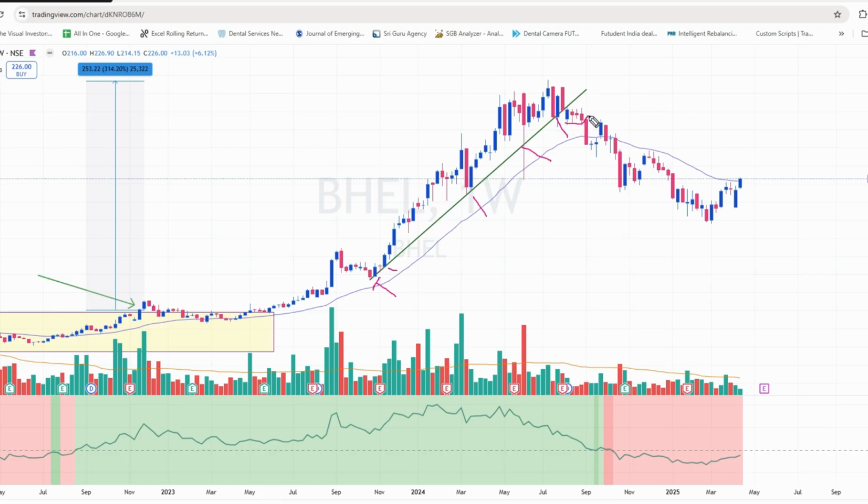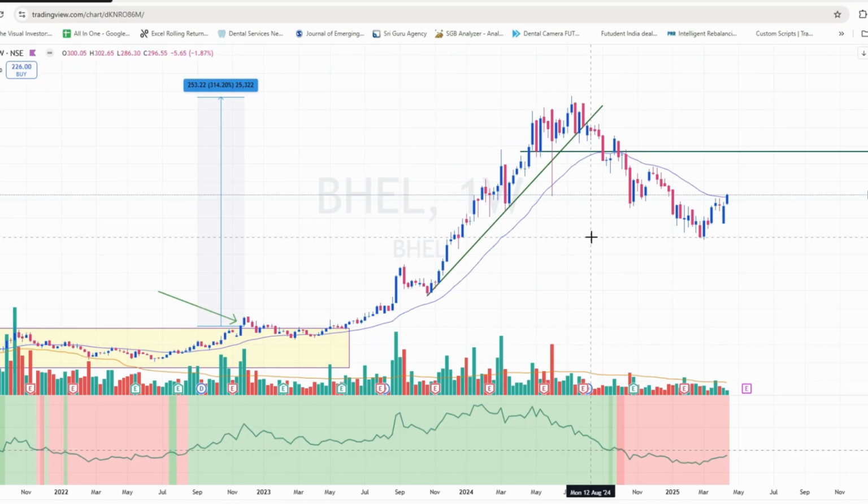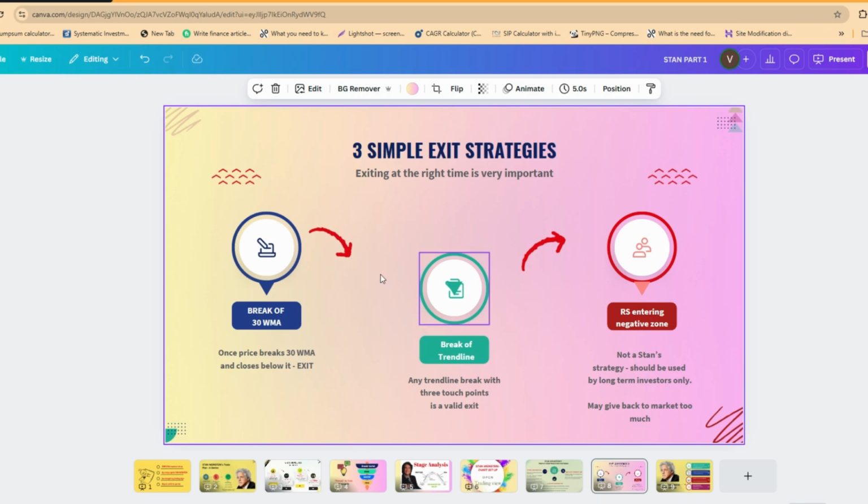So here it completely broke out, and it also broke the moving average. So this is the point where you have to exit. It is also imperative to note that it also broke this beautiful pivot that was formed weekly some weeks back. So this is the exit strategy that you have to follow when exiting stocks as per Stan's framework.